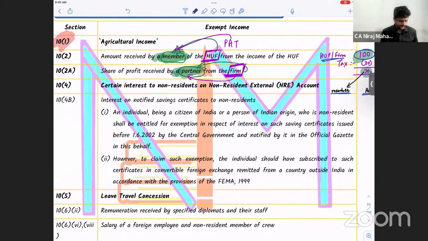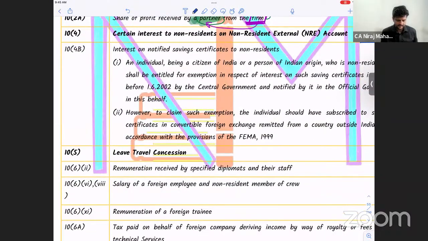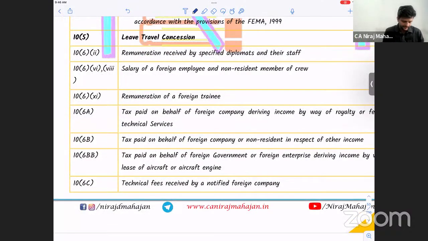10.4. Certain interest to non-residents on NRE account. First of all, I'll quickly go through some of the subsections which will be relevant and important. 10.5, I'll be dealing with again. I'll come back to 10.4. 10.5, leave travel concession. Then there are lots of other incomes which are exempted. We don't have to by-heart them at all, but only for your understanding. If you want, you can go through them just to have an idea.